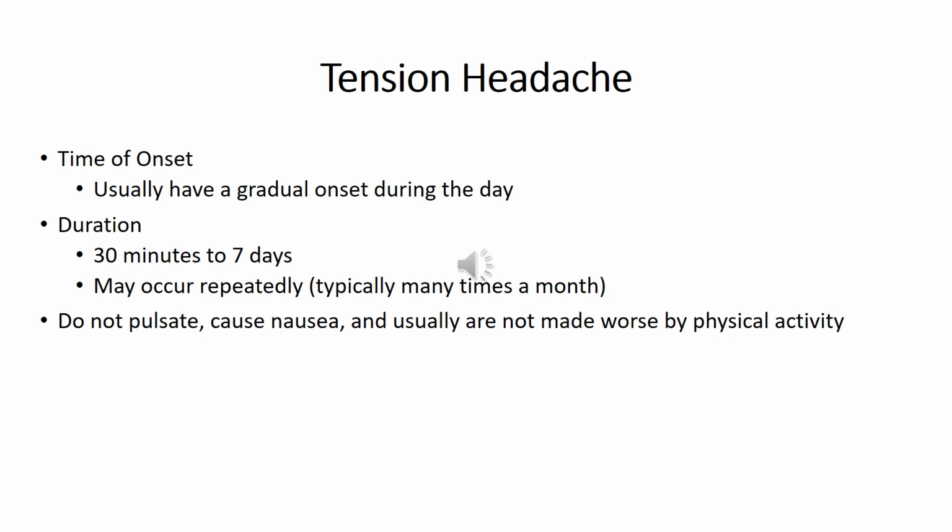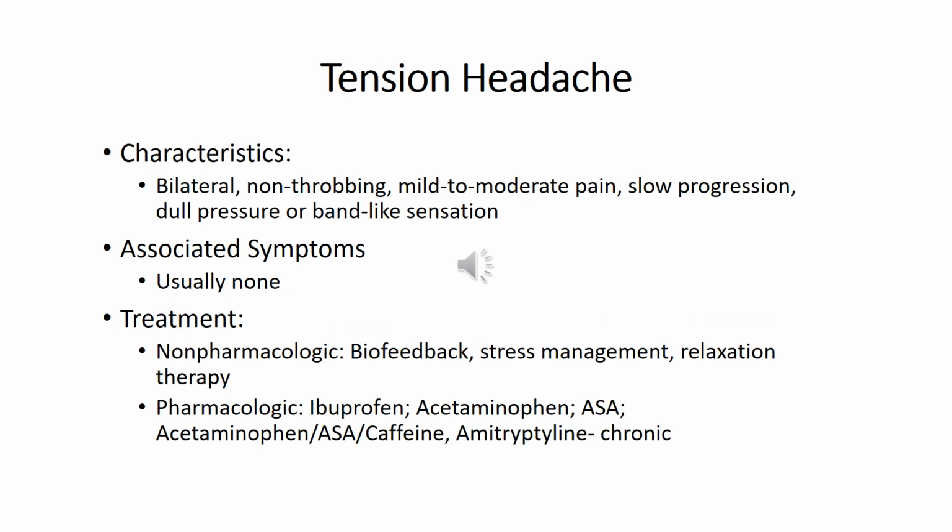Tension headaches usually have a gradual onset during the day. They can last anywhere between 30 minutes to a week. They usually occur several times a month. They do not pulsate, cause nausea, and usually are not made worse by physical activity. With a tension headache, it can be bilateral, non-throbbing, and also feel like a dull pressure or band-like sensation. Sometimes there's no other associated symptoms.